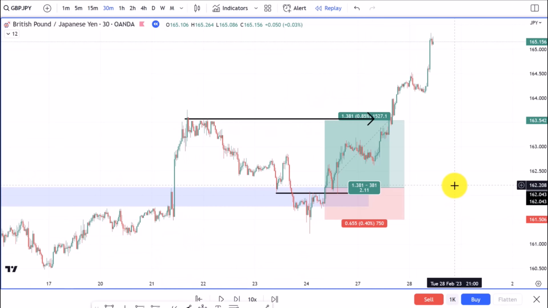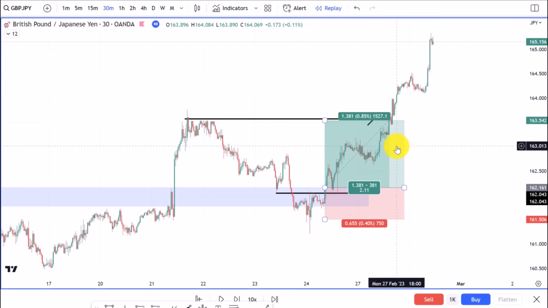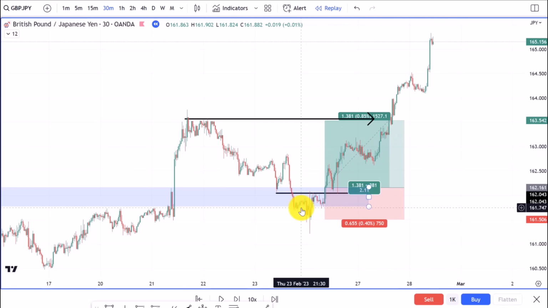But overall, I think this gives you a good overview of different support and resistance strategies. We use different concepts to understand the liquidity and the momentum around support and resistance.